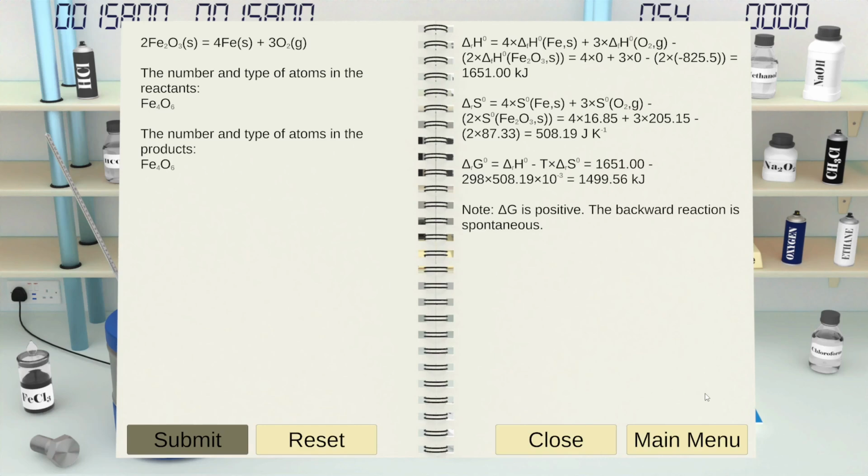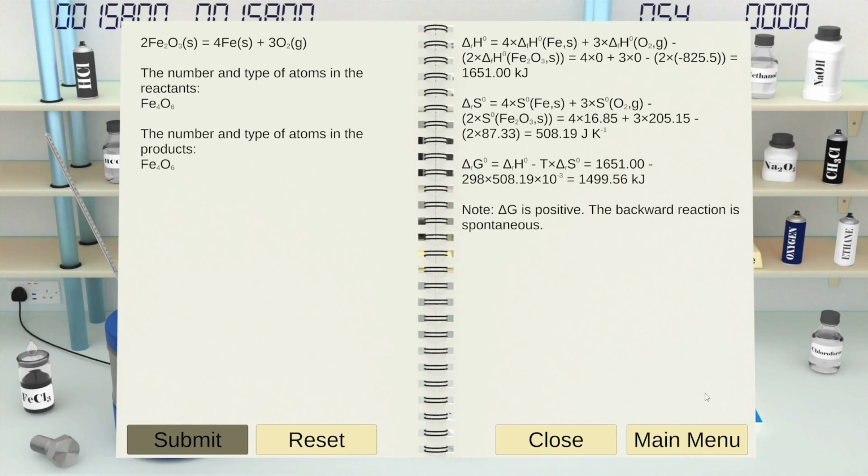Positive delta S value means that the chemical system composed of iron and oxygen atoms is less random when these atoms are combined into iron(III) oxide, the reactant, and it is more random when they exist in the form of iron metal and O2, the products.